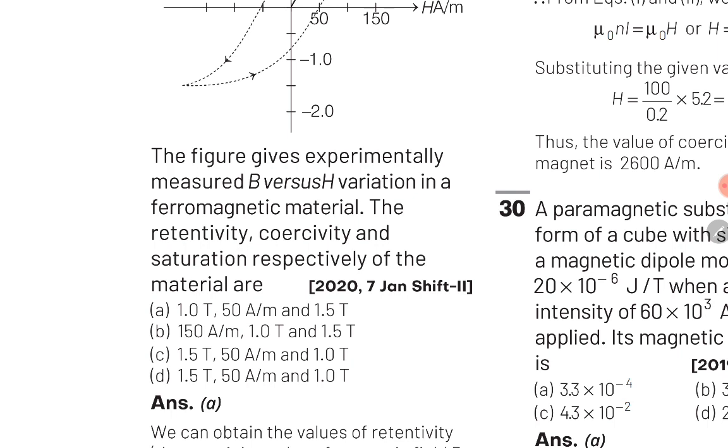Coercivity is the value of H when B is 0. So this is 50 ampere per meter. And saturation is the maximum value of magnetic field B, which is 1.5 Tesla. So with this, we have completed this question. Now let's move ahead to the next slide.